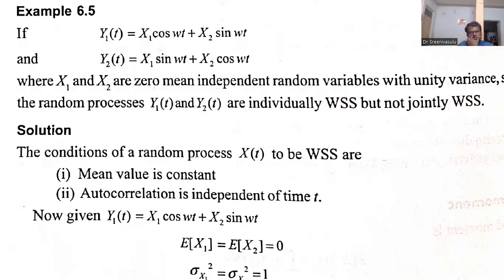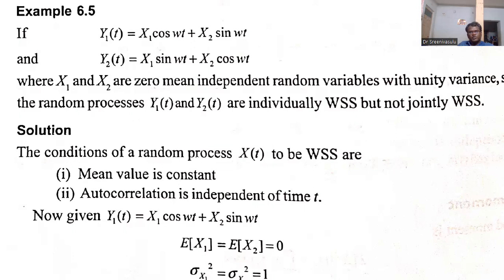So first of all, whatever the question is, it has to be analyzed properly. To check whether the two random processes are wide sense stationary individually, you need to calculate the mean and the autocorrelation. If the autocorrelation is independent of time and the mean value is a constant, then we can say it is a wide sense stationary process. Now the conditions as given here: for a random process X(t) to be wide sense stationary, first, the mean value is constant, and second, the autocorrelation is independent of time.